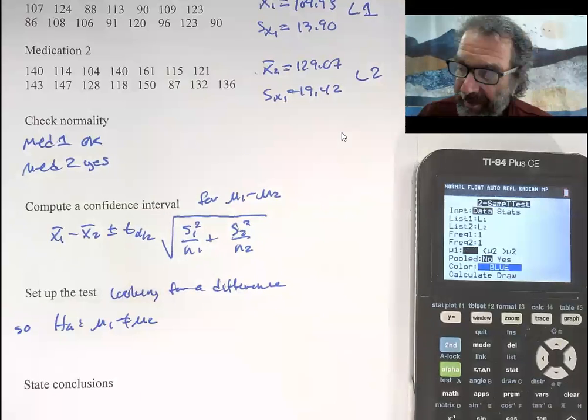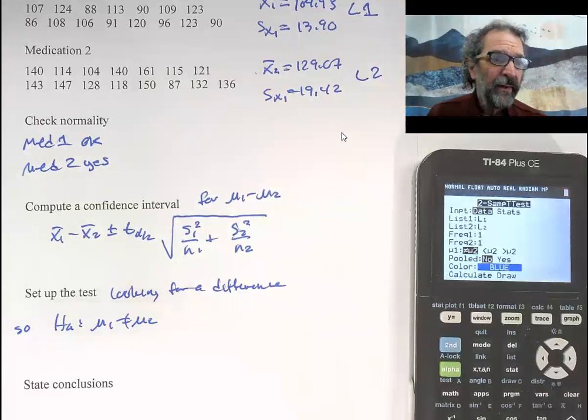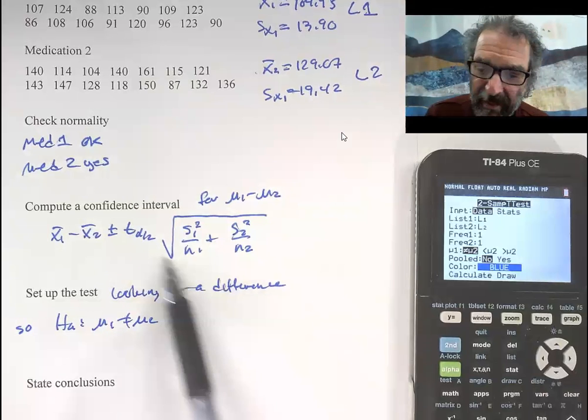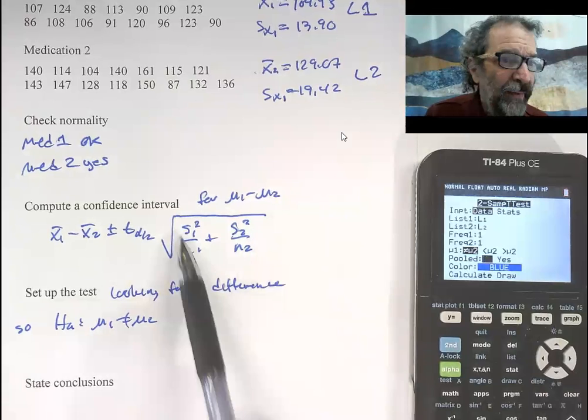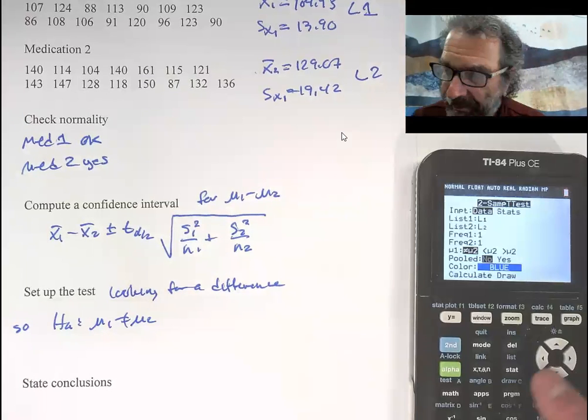And so there it is. I picked that. Down here it says pooled. Pooled is a way of estimating this standard deviation that's different from this. It's not recommended to be used. So I just say no. And then go to calculate.